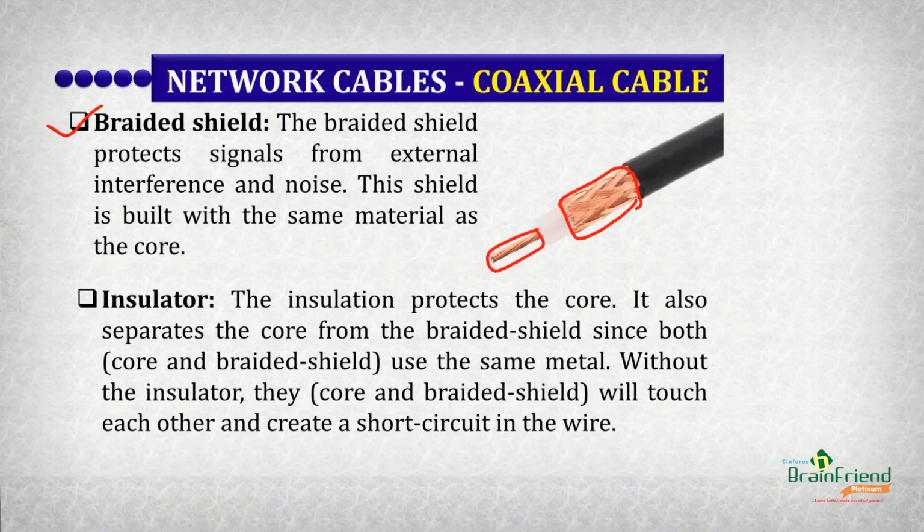The next component is the insulator. The insulator protects the core, and it also separates the core from the braided shield. Like I mentioned earlier, the braided shield and the core are made of the same material, and so the insulator separates them so that there will be no short circuits in the wire. So from this description, we can see that this white component here is the insulator.